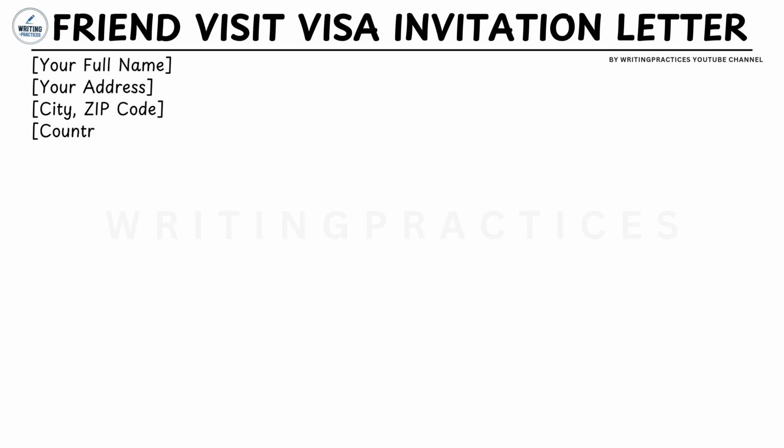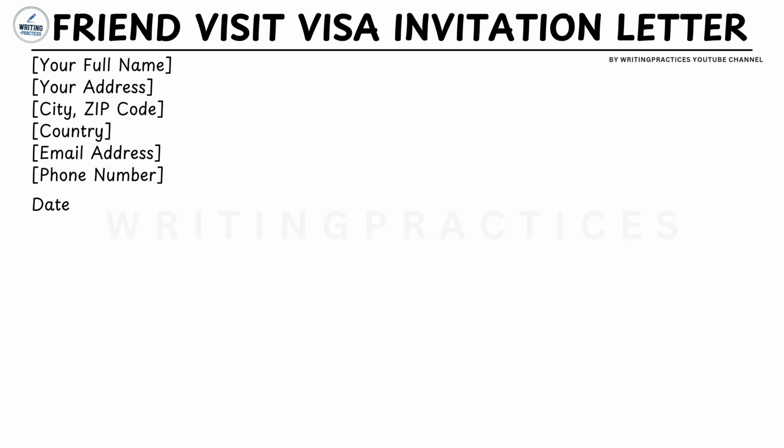Sender's information. The first part of the letter contains your personal details as the inviter. You'll want to start with your full name, your full address, including city, zip code, and country, your email address, your phone number. This section is important because it establishes who you are and confirms that you are a legitimate resident of the country your friend is visiting. For example, if you live in Canada and are inviting a friend from India, listing your complete address and contact details assures the embassy that they can verify your identity if needed.